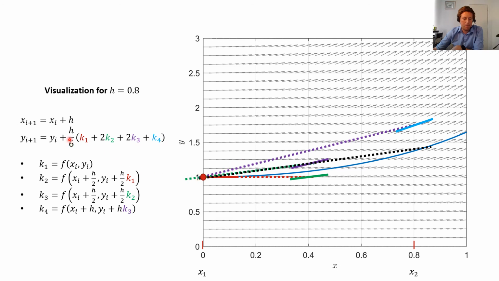The black slope is, let's say, this sum divided by 6. And then we just say yi plus 1 is yi plus h times this black slope. So the Runge-Kutta solution will be over there. That is how Runge-Kutta fourth order works. Now let's take a look at how this compares to the other methods that we've seen so far.